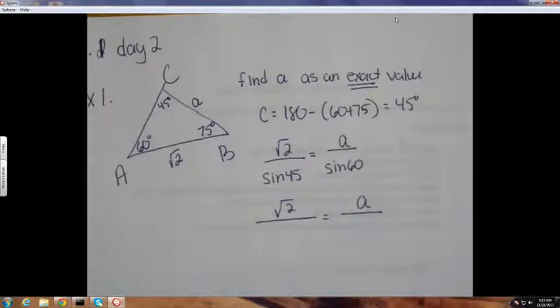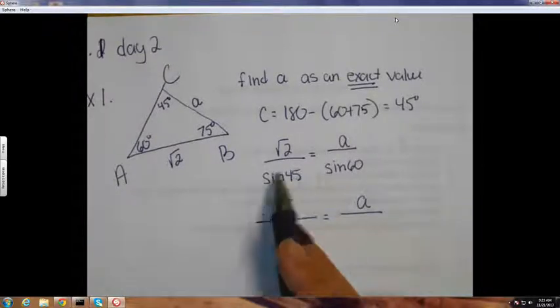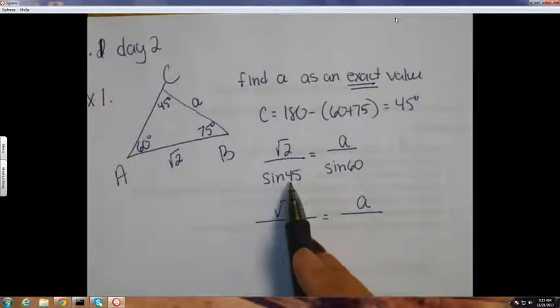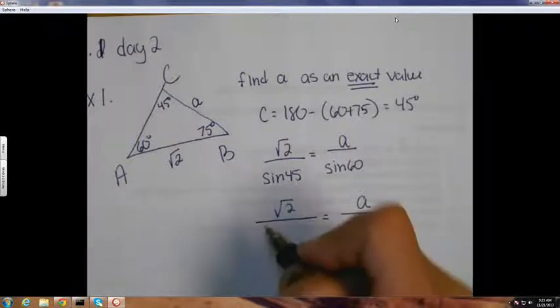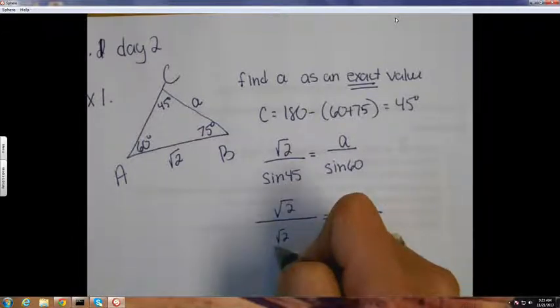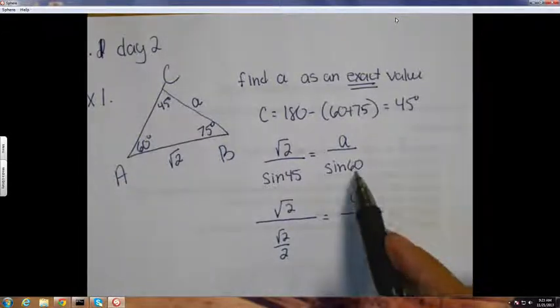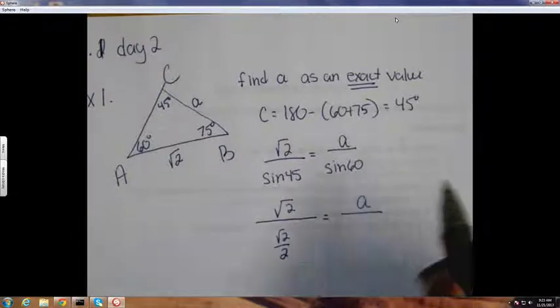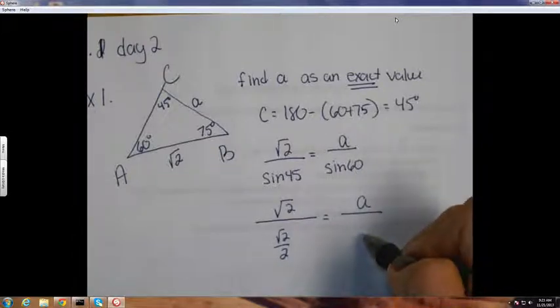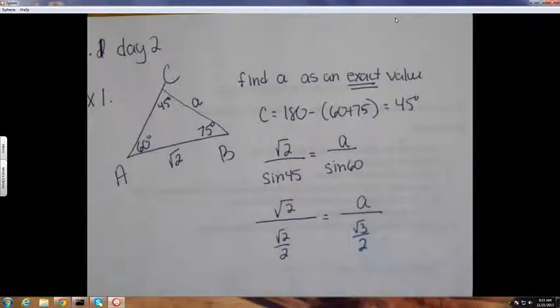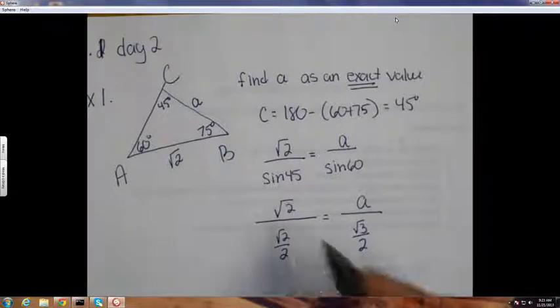Okay, so what is the sine of 45 degrees as an exact value instead of the decimal that the calculator would have given us? Square root of 2 over 2. And then the sine of 60? Square root of 3 over 2? Okay. Hey, it's the exact same process as we did yesterday. It's still going to be cross product. But keep an eye on your fractions here.